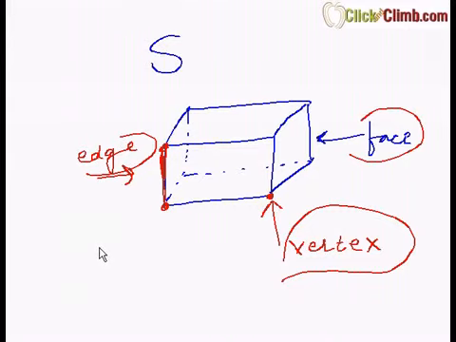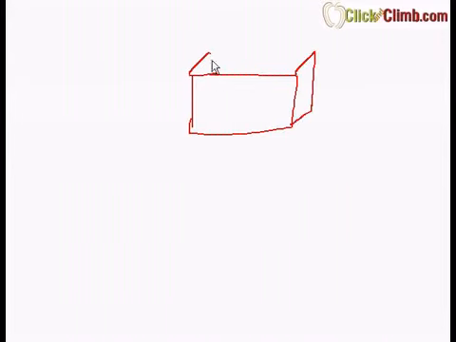Alright, so we were talking about the surface area of prism. So let's just go back to surface area of prism. As I told you, surface area of a prism is the sum of the areas of its faces. Now let's take an example. Suppose we have a rectangular prism, something like this. And this is a rectangular prism.